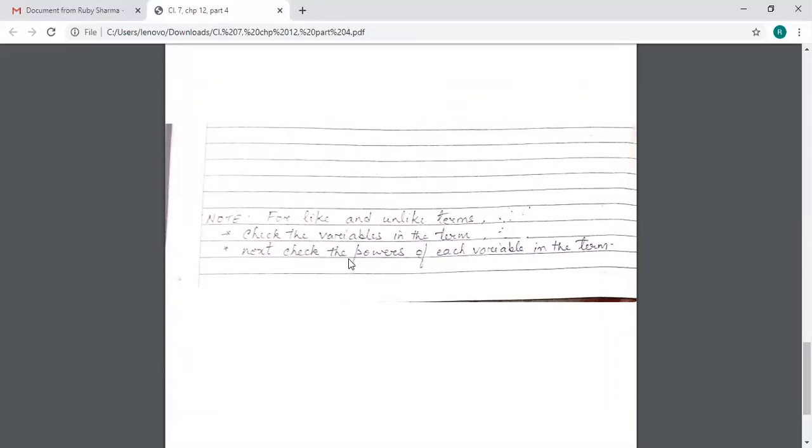So both are different. For x, your variable is x. For x squared, your variable is x into x, xx. X squared is x into x. So what are the variables you have? X and x, isn't it? So if the powers are not same, then they will be unlike terms.